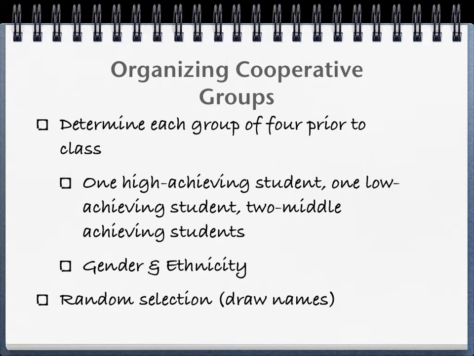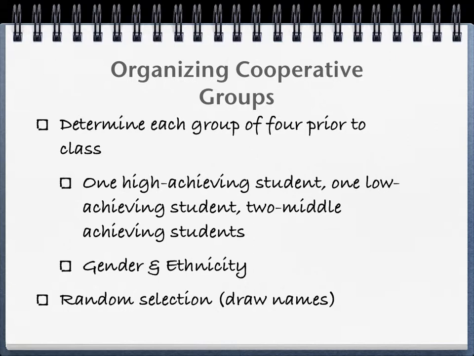To organize cooperative groups, you need to determine each group of 4 prior to class. You don't want the group too small, but not too big. For example, you want to have 1 high achieving student, 1 low achieving student, and 2 middle achieving students. That way the students can work together, can learn from each other, and the low achieving students are learning from the middle and high achieving.